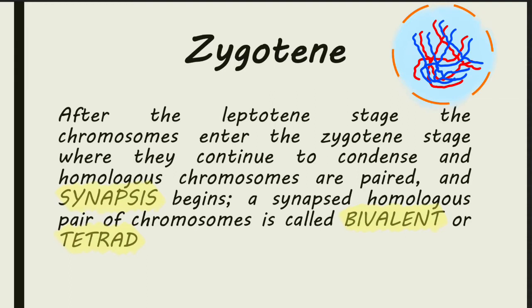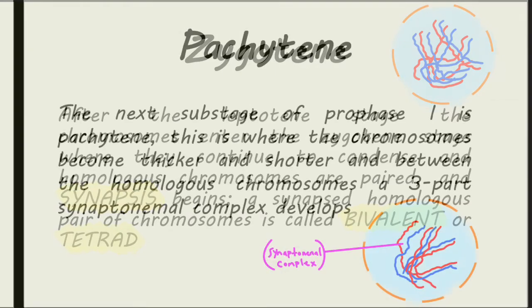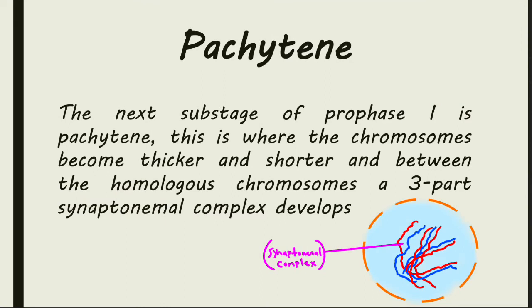Synapsis can be defined as the close pairing of homologous chromosomes. Each homologous pair of synapsed chromosomes is known as a bivalent or tetrad, consisting of 4 chromatids. The next substage is known as pachytene, and in this substage, the chromosomes become shorter and thicker, and a 3-part synaptonemal complex develops between homologous chromosomes.